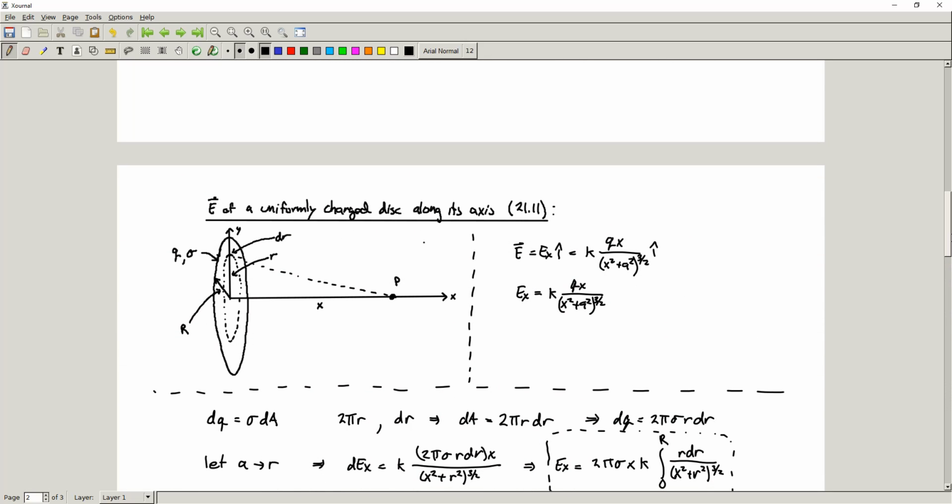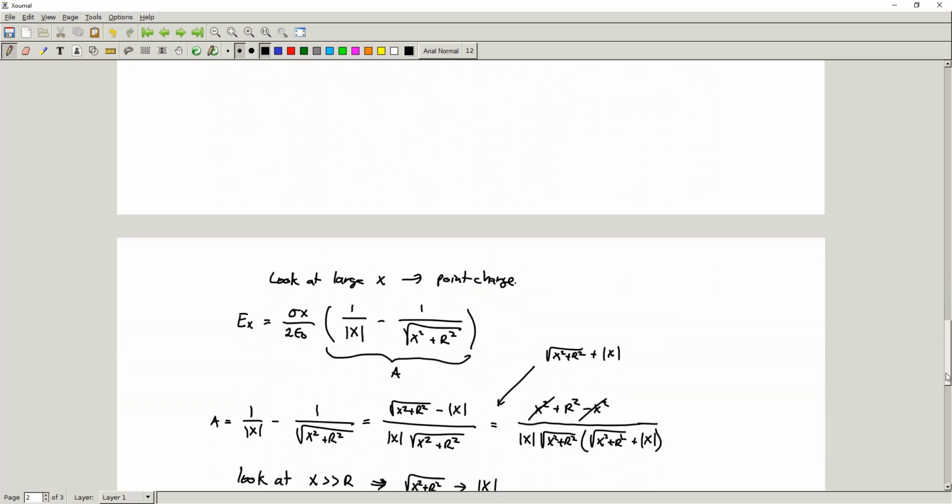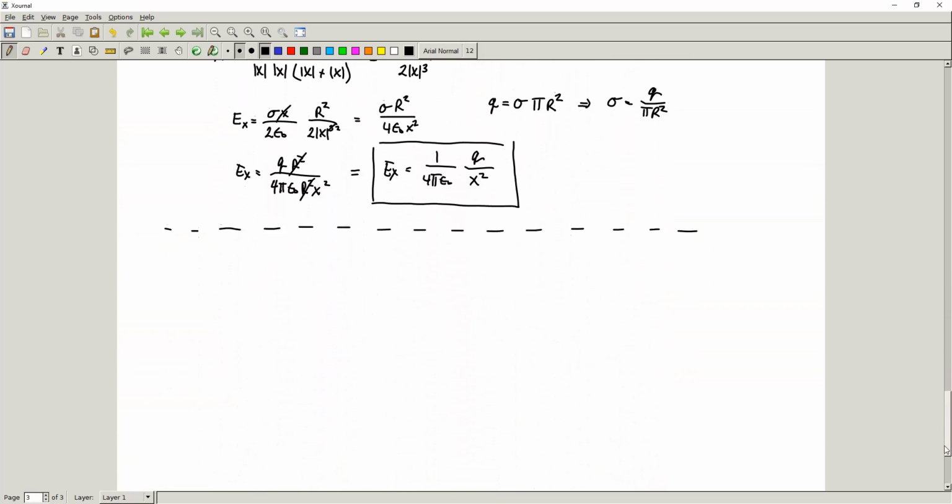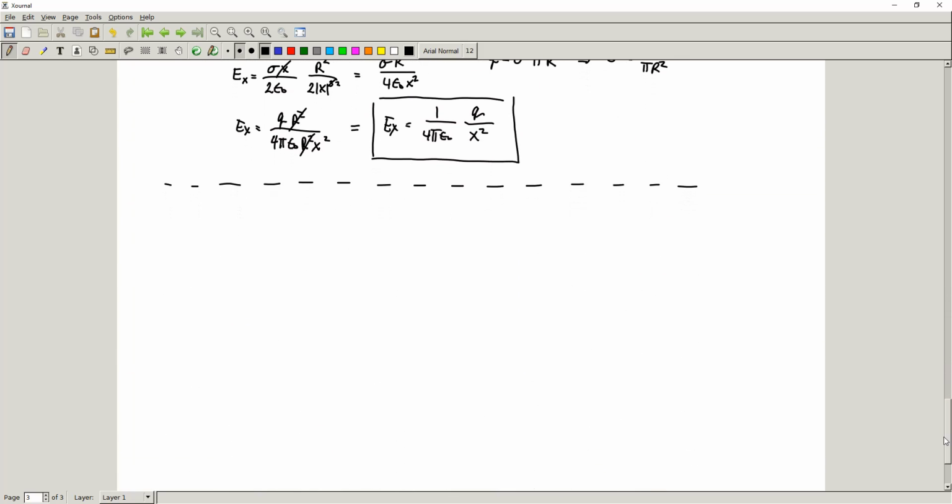Let's imagine now that we're moving our P closer and closer in until we're right up against the edge of this thing. What would it look like? Well, it would basically look like an infinite plane almost, right? Of course, there's no such thing as an infinite charged plane, but this is a good approximation to being close to a very large charged plate when you're right up against it.